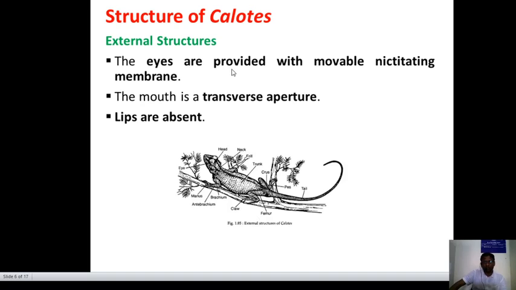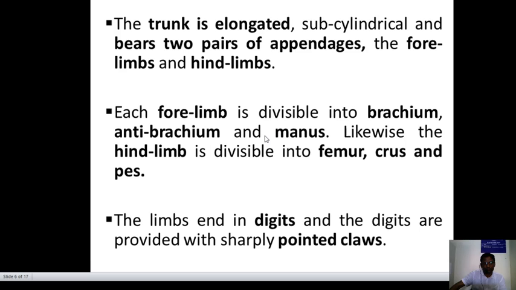The eyes are provided with movable nictitating membranes. The mouth is a transverse aperture and lips are absent here. Lips are absent; the mouth is a transverse aperture.